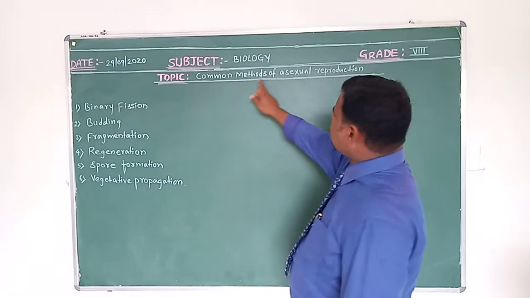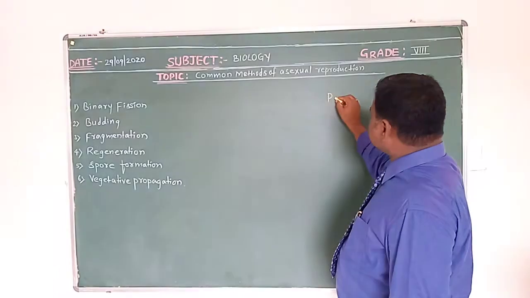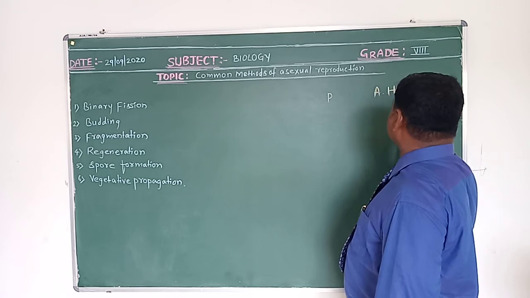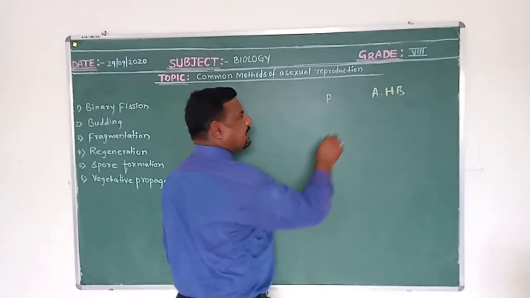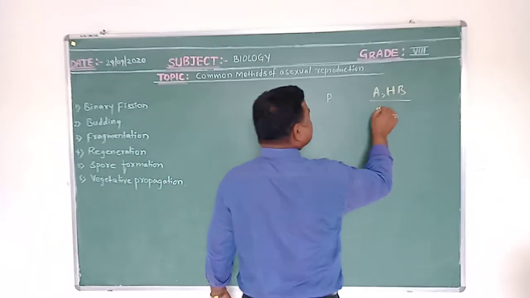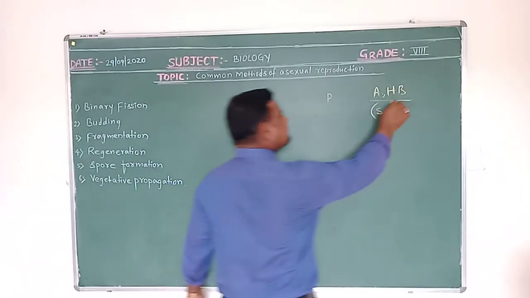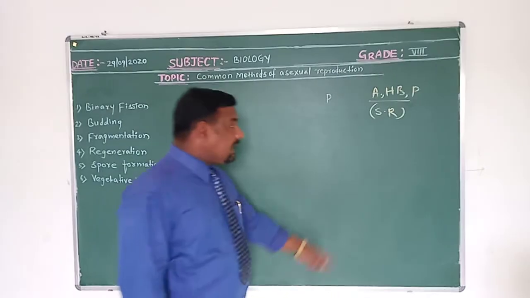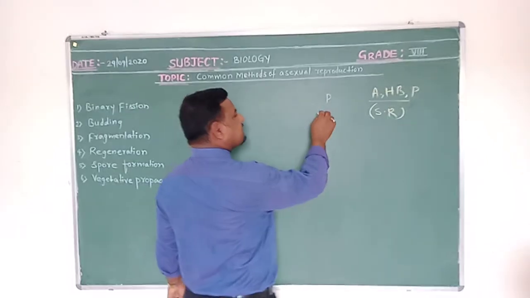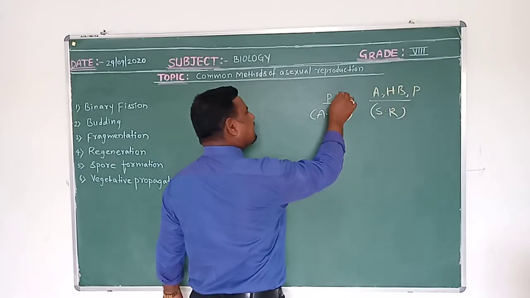So, common methods of asexual reproduction. Animals and human beings are capable of giving birth to their new young ones only by the sexual reproduction method. Whereas plants have the ability to perform sexual reproduction as well as asexual reproduction. You can see asexual reproduction in plants as well as sexual reproduction in plants.